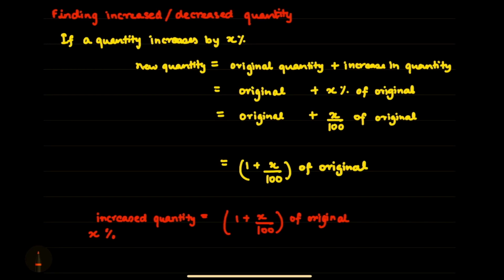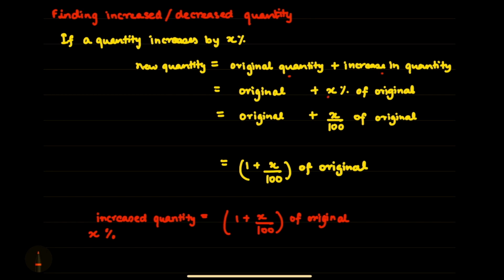Let's look at another, simpler way of finding increased and decreased quantities. This is the opposite of finding the increased or decreased percentage, and we'll show how these interact with each other. If we want to find the increased quantity of a particular original value that has been increased by X percent, the new quantity is the addition of the original quantity and the increase. Simplifying, it is the addition of the original quantity and X percent of the original quantity.